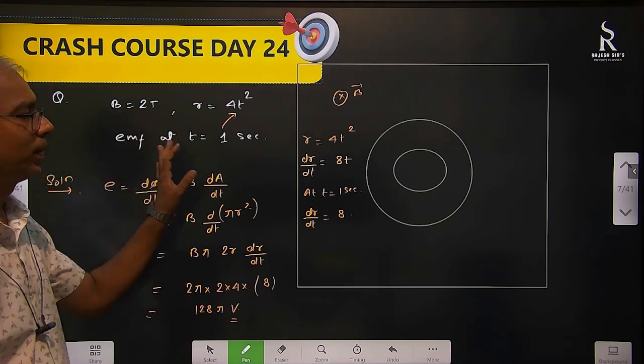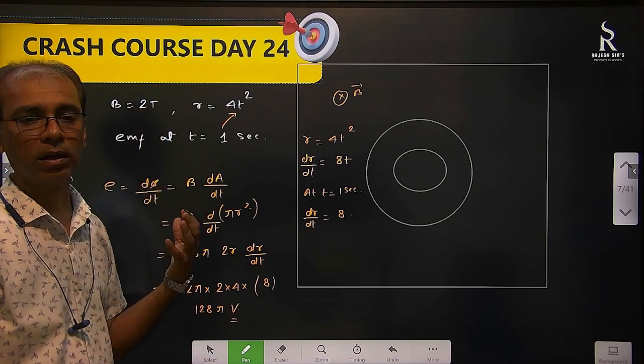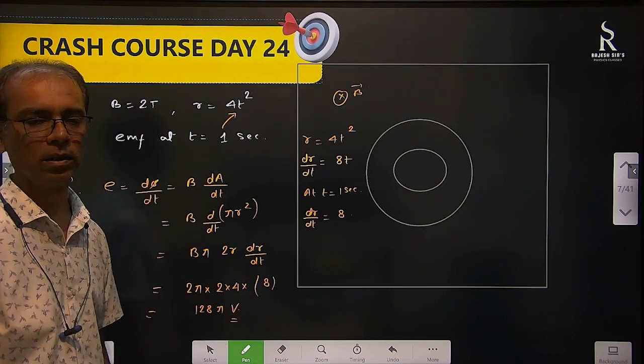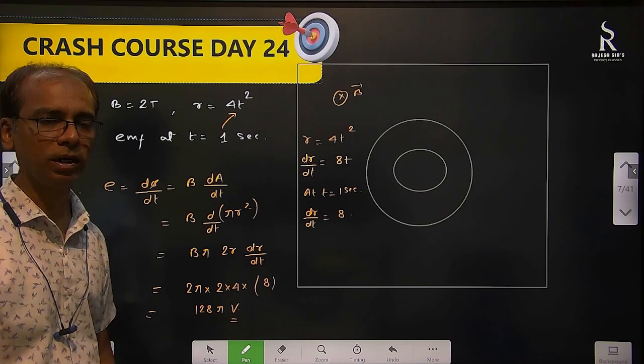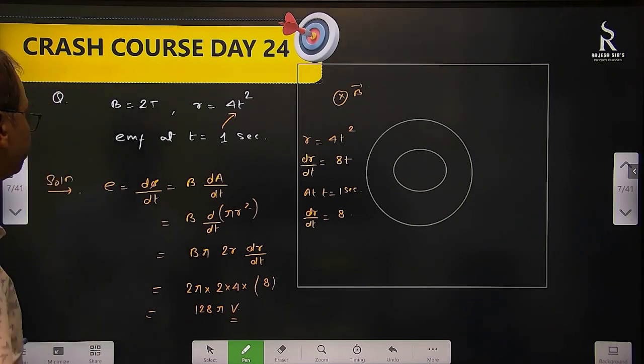Okay. So in this way, whether the magnetic field is changing, or the area is changing, or the radius is changing, we can find the change in flux per unit time and we can find the induced EMF easily, right? Okay.